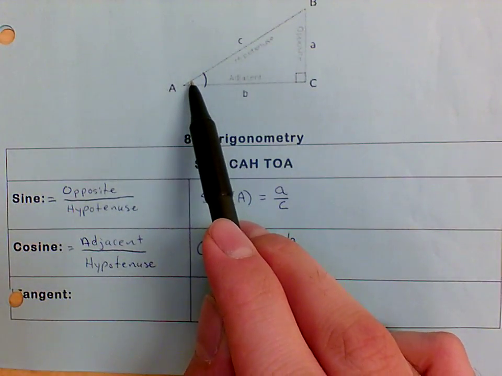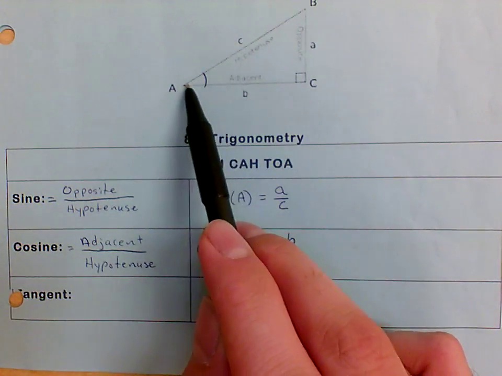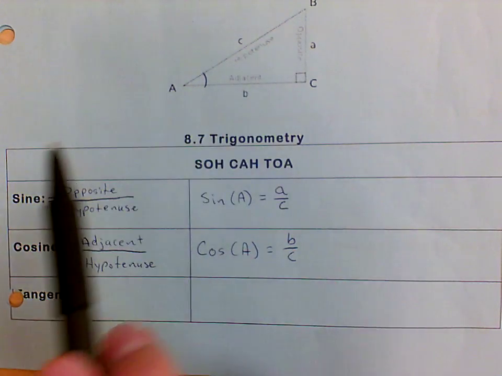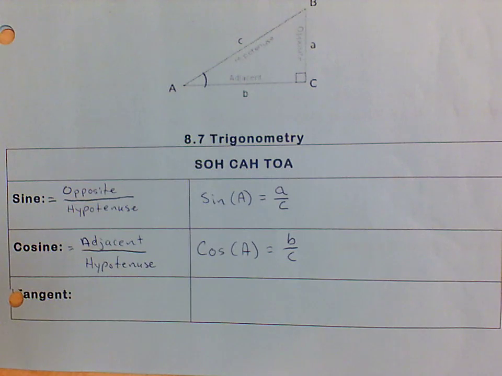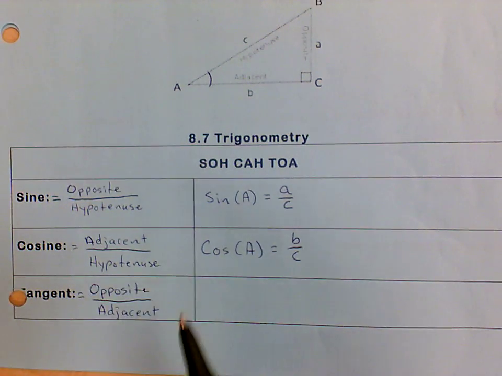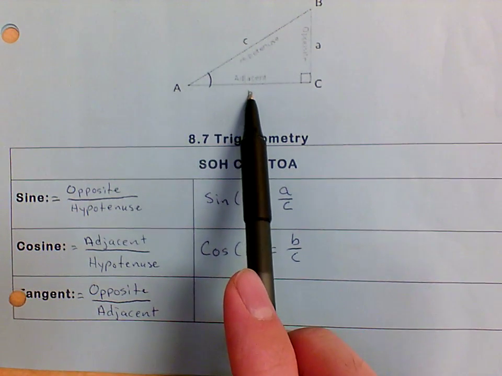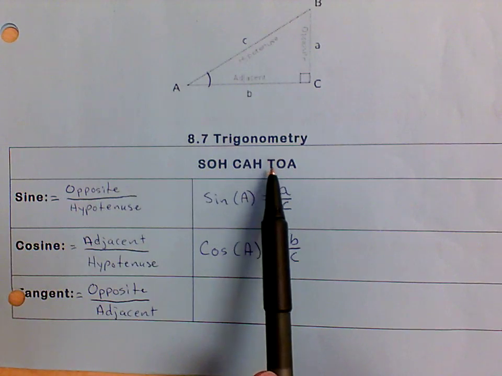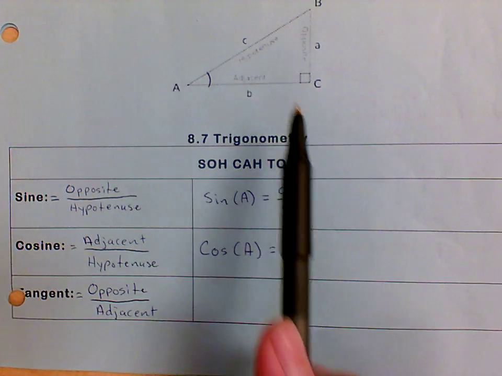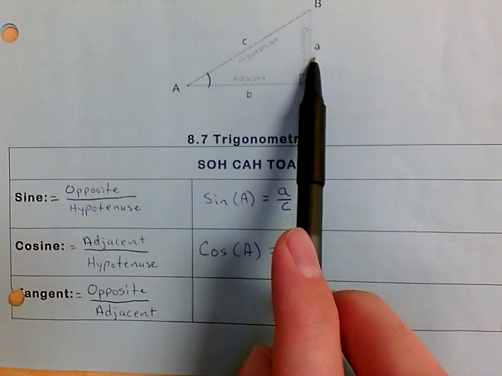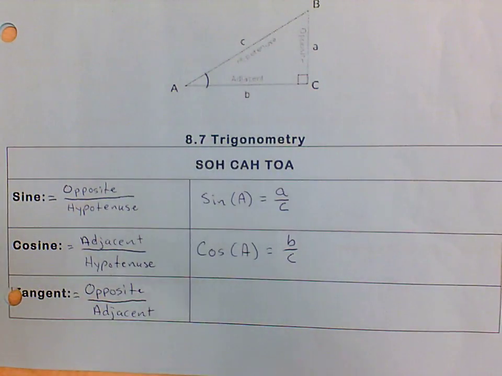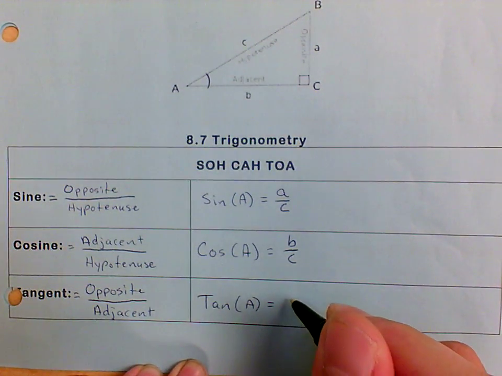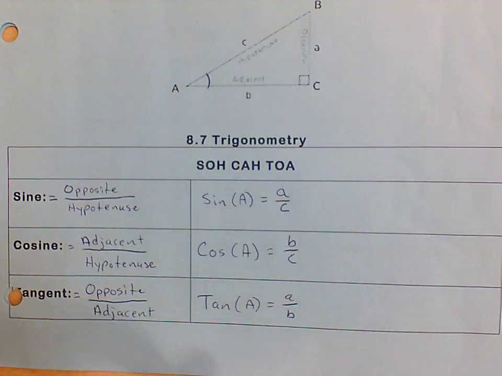Just a reminder that opposite means across from, and adjacent means next to. That's why this A is the opposite side and this B is the adjacent side. And the last thing is tangent. Tangent equals the opposite over the adjacent, hence we've got TOA. When we're looking up here, the opposite side is A and the adjacent side is B. So my tan of A is going to equal A over B.